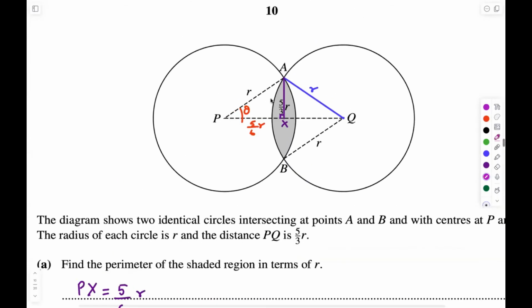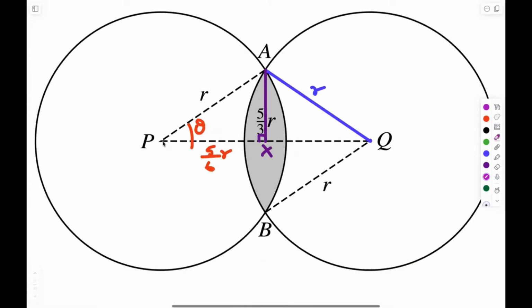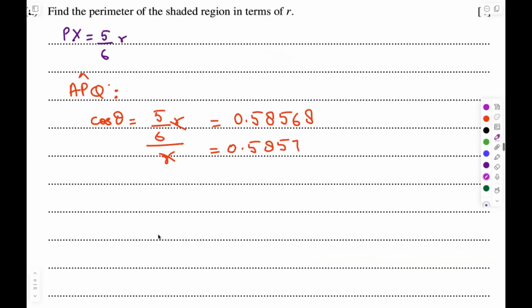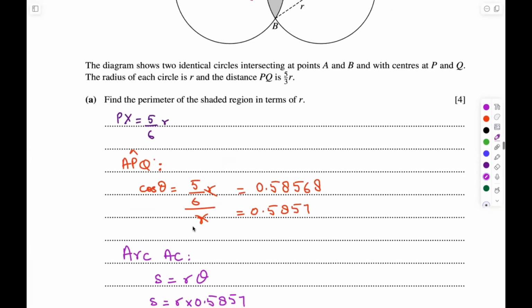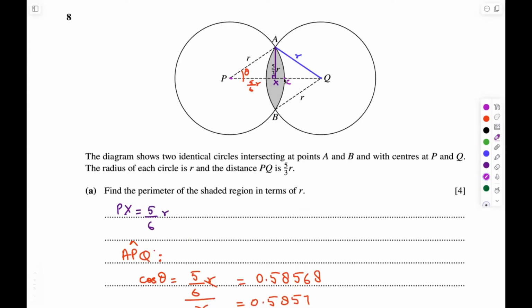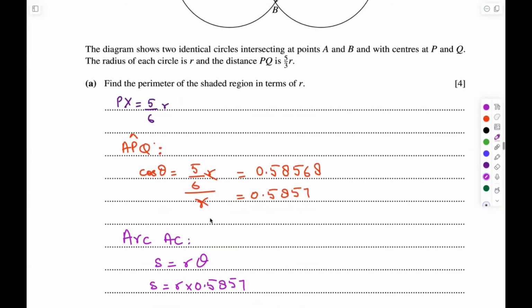Now, to find the perimeter, we already have this angle over here. The length from P till this point will be r as well. Let's call this point C. So to find the arc length AC, we can use the formula S equals r theta. Now the radius is r and theta will be 0.5857. Once we have the arc length AC, as all of these arcs will be of equal length, we can multiply it by 4 to get the total perimeter of the shaded region.